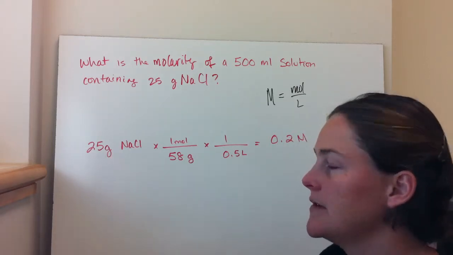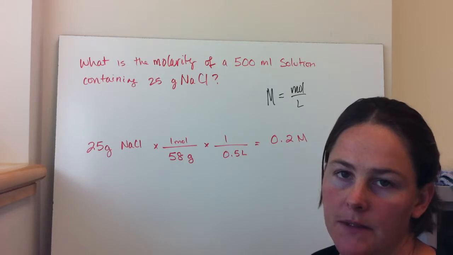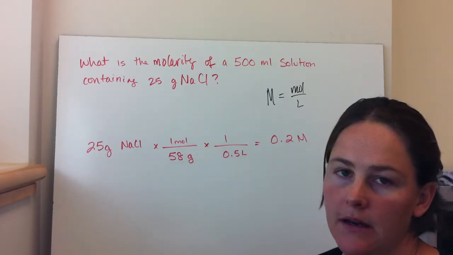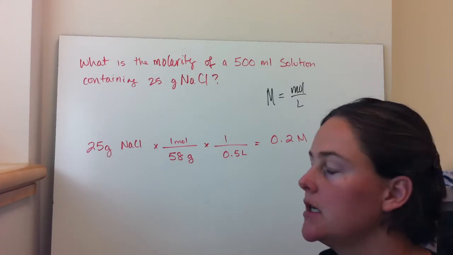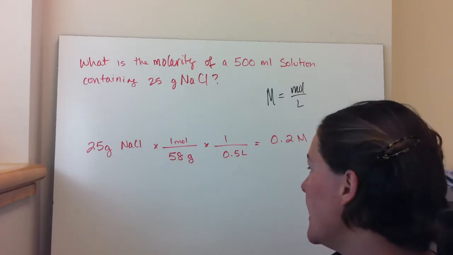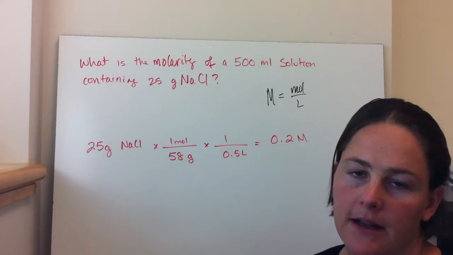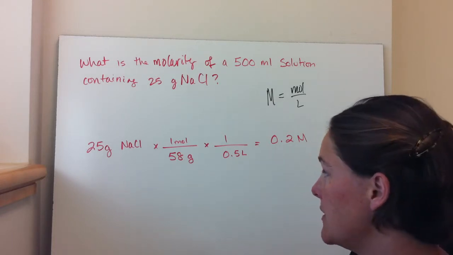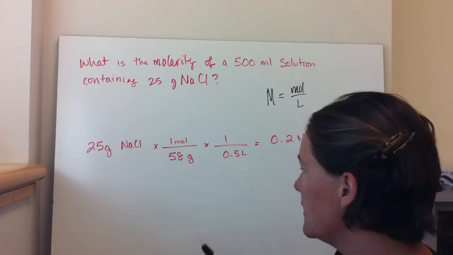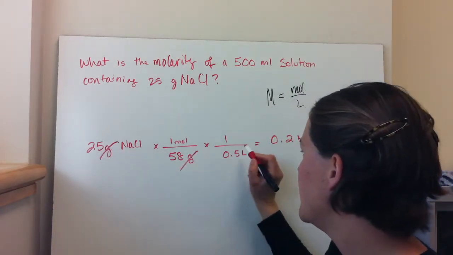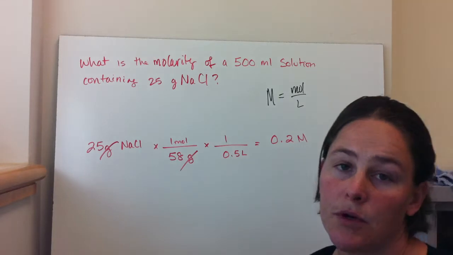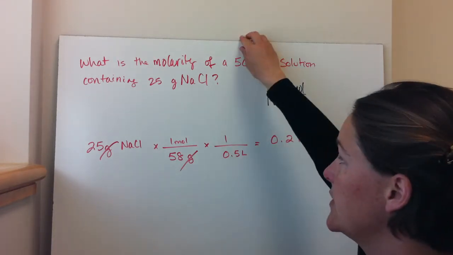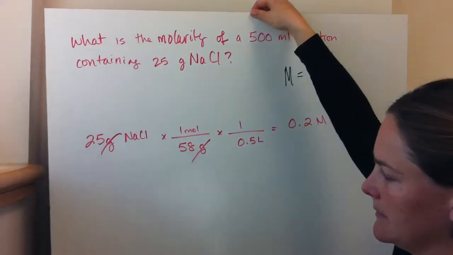So basically what you do is you just take 25 grams of table salt and divide it by the molecular weight of 58 grams per mole, and then you divide it again by the volume that you're making the solution for. So then you get your units to cancel, grams, grams, and then you end up with moles per liter and a 0.2 molar sodium chloride table salt solution.